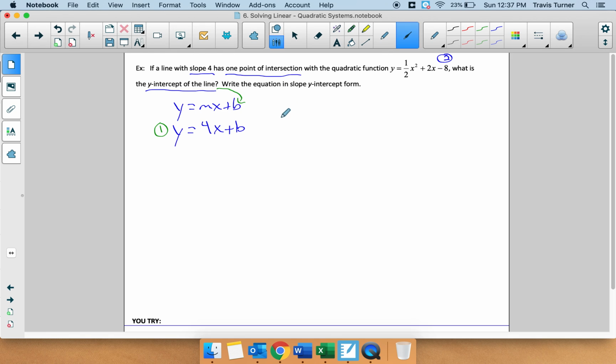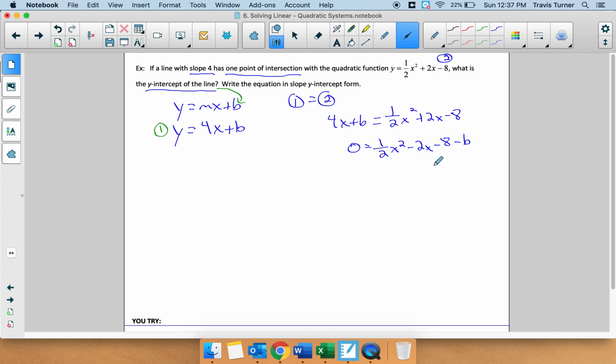If we set it up in the same way that we did before, I can have 1 equal to 2, and I can sub in this as my 1, 4x plus b equals this 1/2 x squared, and so on. So if I move everything over, I've got 0 equals 1/2 x squared, and then subtract 4x gives me minus 2x, and then minus 8, and then if I subtract the b over, I'm going to have minus b.